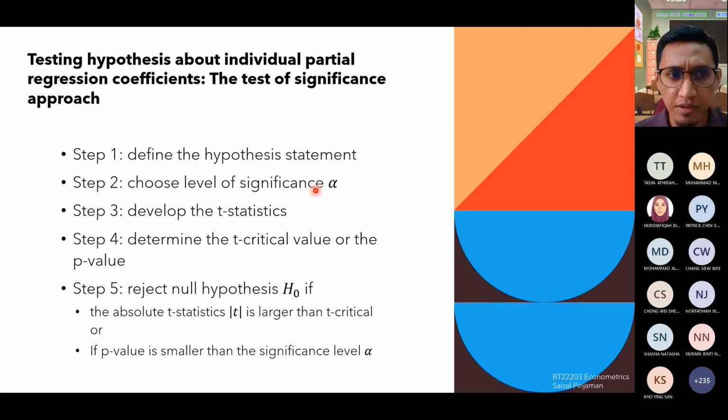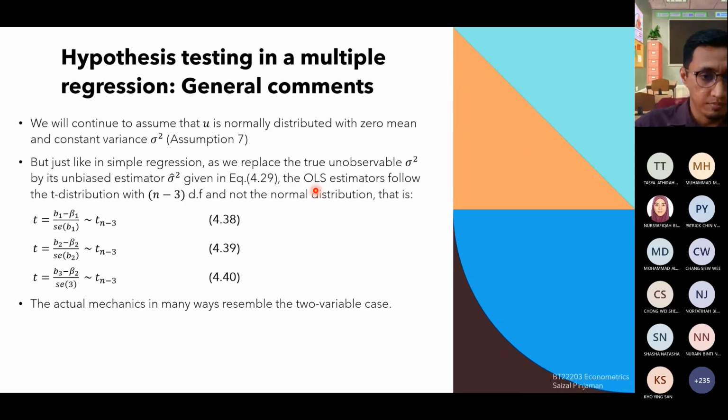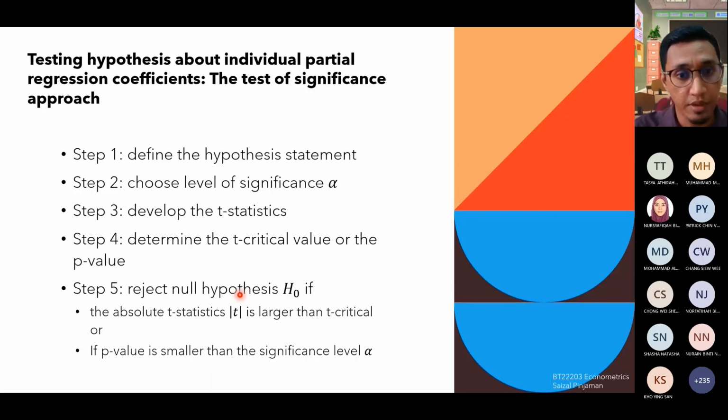After that, we will develop the t-statistic by following this formula, equation 4.38 until equation 4.48. After we have determined the t-statistic, the next step is to determine the t-critical value. Okay, in step 3, we determine the t-statistic. In step number 4, we determine the t-critical value. How do we get the t-critical value? We follow the t-distribution table.